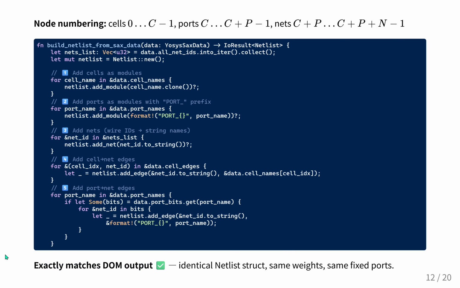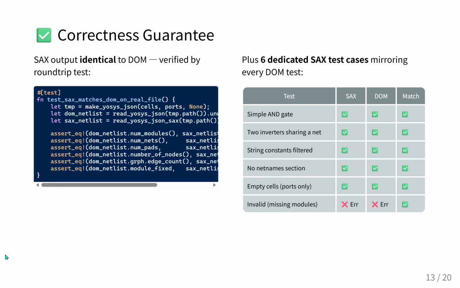They verified this with a full round-trip test, but they actually went further. They built 6 dedicated SAX test cases specifically to mirror the existing DOM tests. Oh, wow. Like what? They tested a simple AND gate. They tested 2 inverters sharing a single net. They verified that the string constants, those tied-off signals, were successfully thrown into the trash. That's good. They tested what happens if the optional net name section is completely missing. They tested empty cells that only have ports. Basically every edge case. Yeah, they even fed it invalid JSON with missing modules just to make sure the SAX parser threw the exact same error message as the DOM parser.